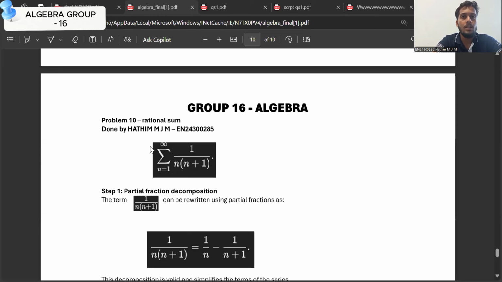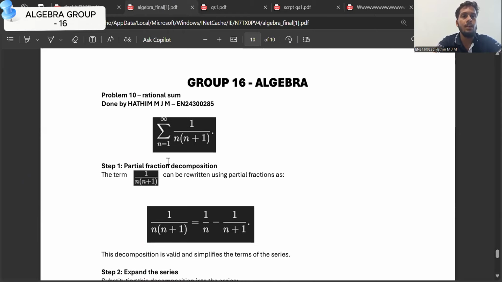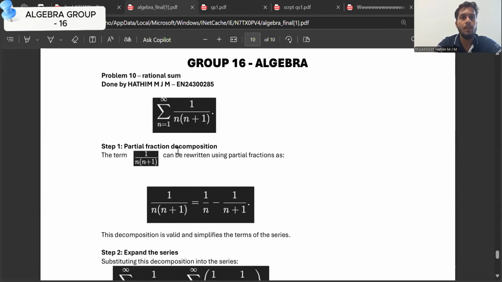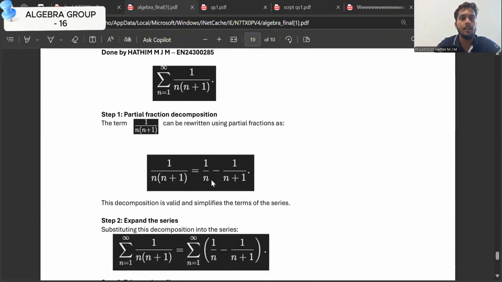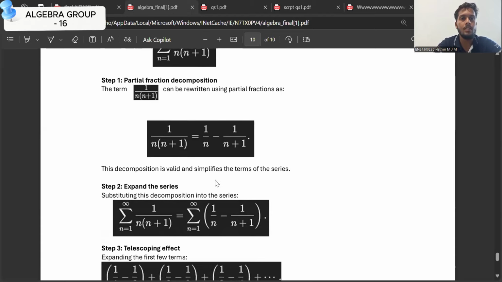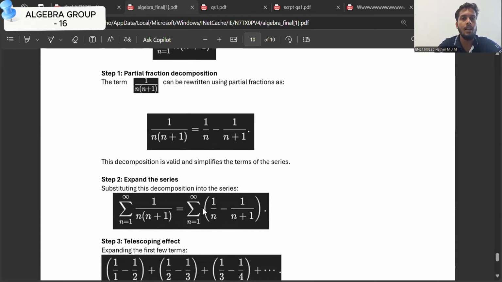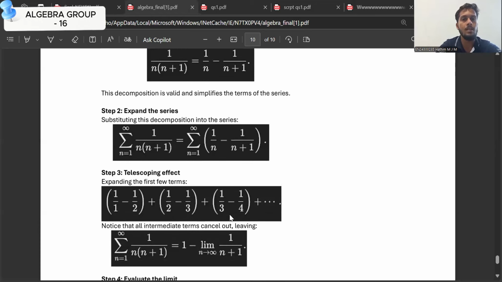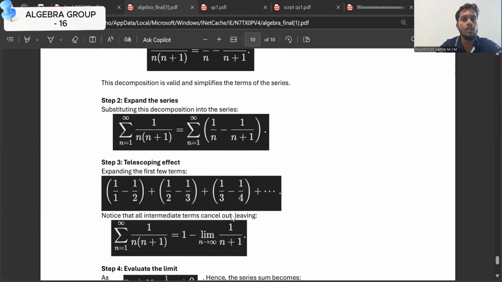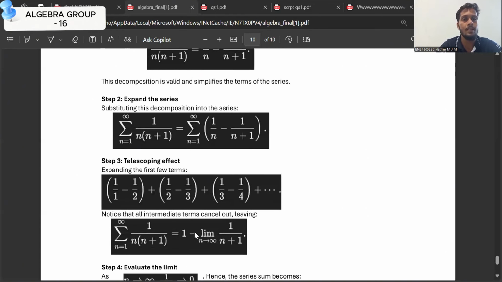Thank you. Partial fraction decomposition is a useful technique in simplifying series for evaluation. The given term is expressed as a sum of partial fractions, which makes it easier to expand and simplify a series. When substituting this decomposition, the series takes a form that highlights the telescoping effect. In this effect, most intermediate terms cancel out, leaving only the first and last term. This simplification significantly reduces the complexity of calculating the series sum.